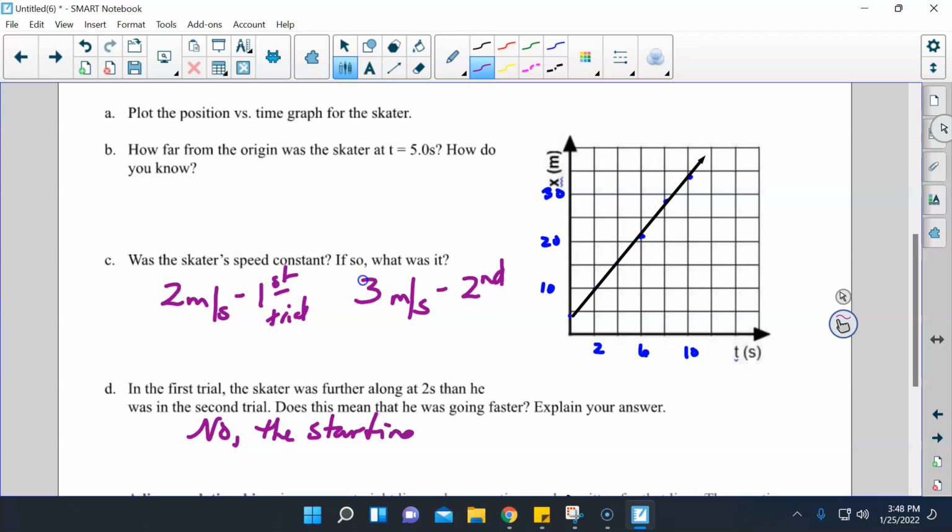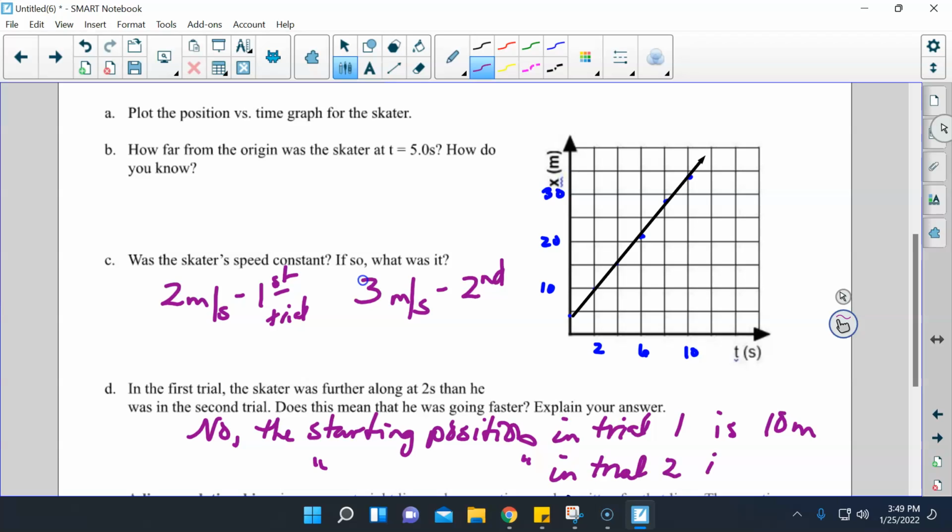The starting position in trial 1 is 10 meters. So that puts him out ahead to begin with. And then the starting position in trial 2 is only 4 meters. So he's starting back behind. Okay? So that doesn't mean just because he was farther along at 2 seconds in the second trial that he was traveling faster. So you also have to look at what is the starting position.